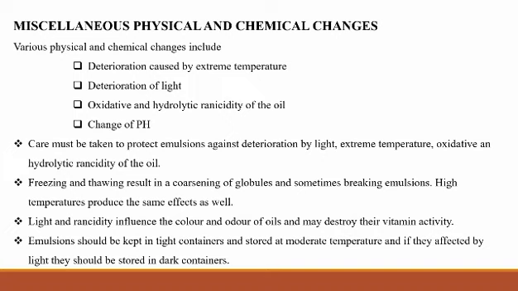Next is miscellaneous physical and chemical changes. These include temperature, light, oxidation, and change in pH. These are some of the physical and chemical changes. We have already studied how temperature causes instability in emulsions, namely when we store the emulsion in a high temperature room.